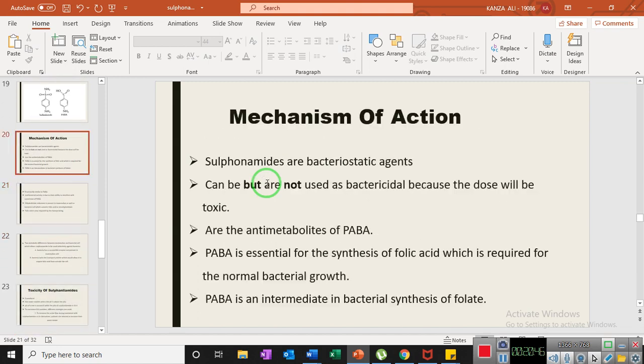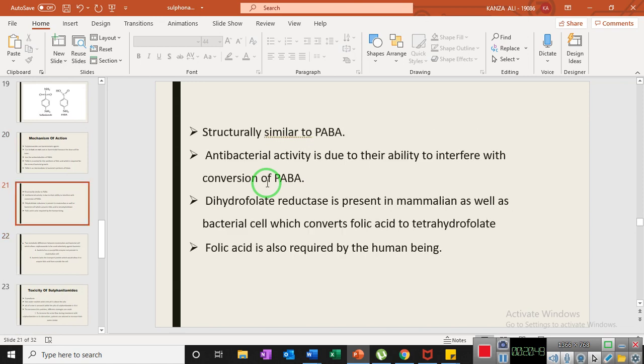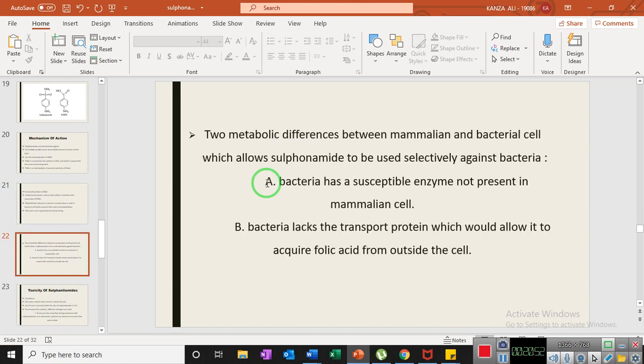Then we have got another point which should be discussed, and I have told you that I've got different concepts. Here we have got another concept that is termed as the concept of selectivity. You know, folic acid is required by the bacterial cell, but also folic acid is required by the mammalian cells, or for the mammalians like human beings.